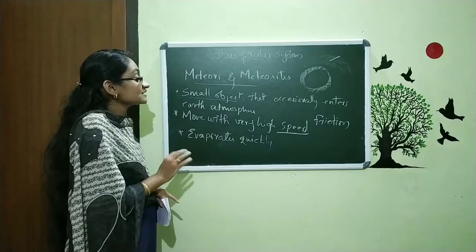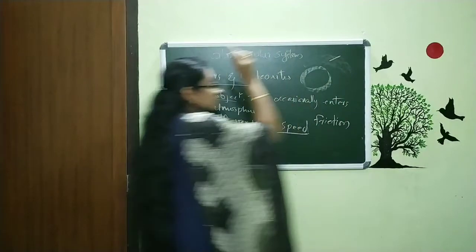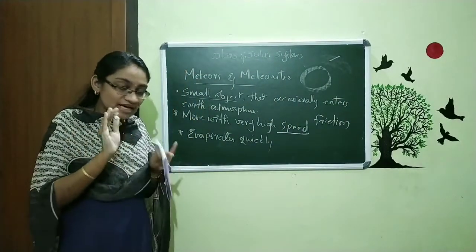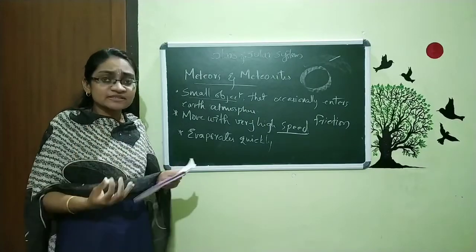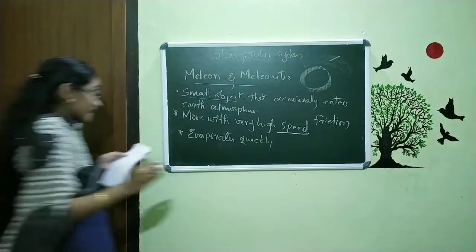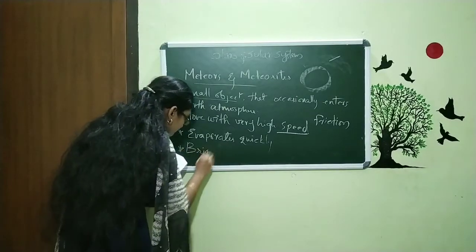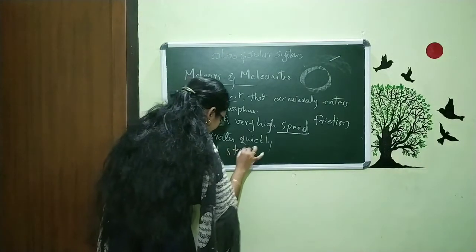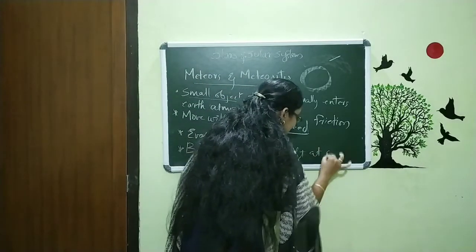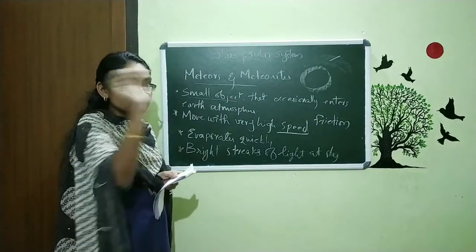So the reason is this: with the friction present in the atmosphere, the fast-moving metals evaporate, they sustain for some time, and after some time they vanish. And we can see bright streaks of light in the sky. These streaks mean lines. We already said that we can see some lines.